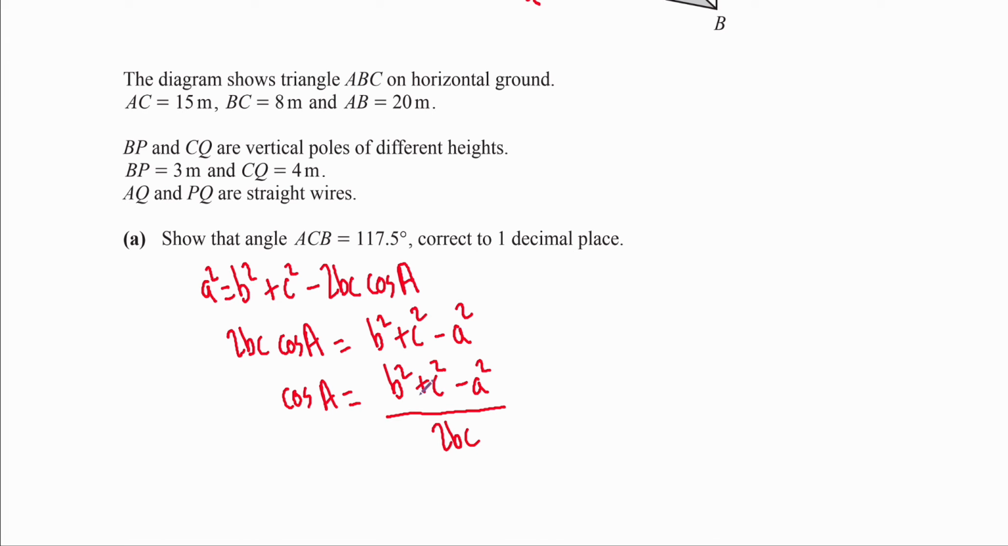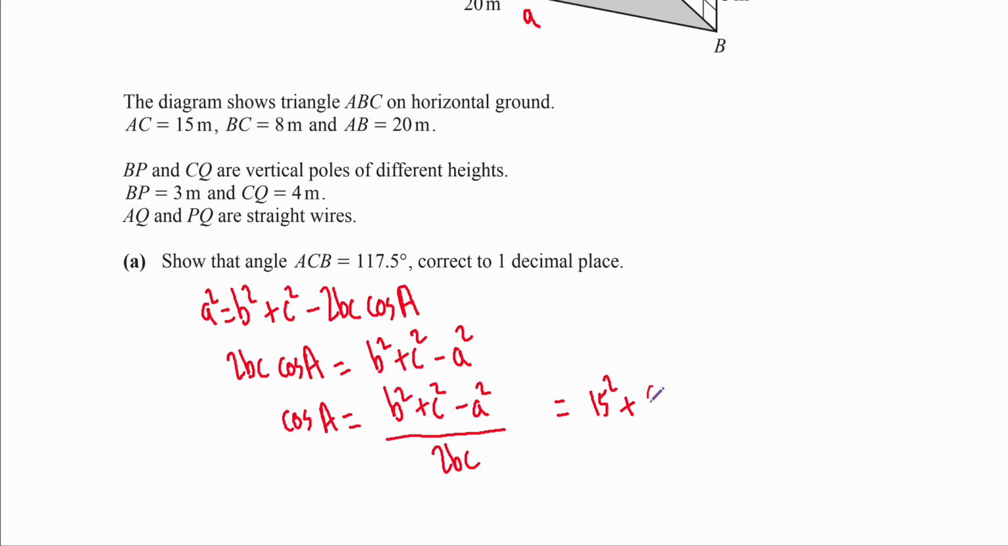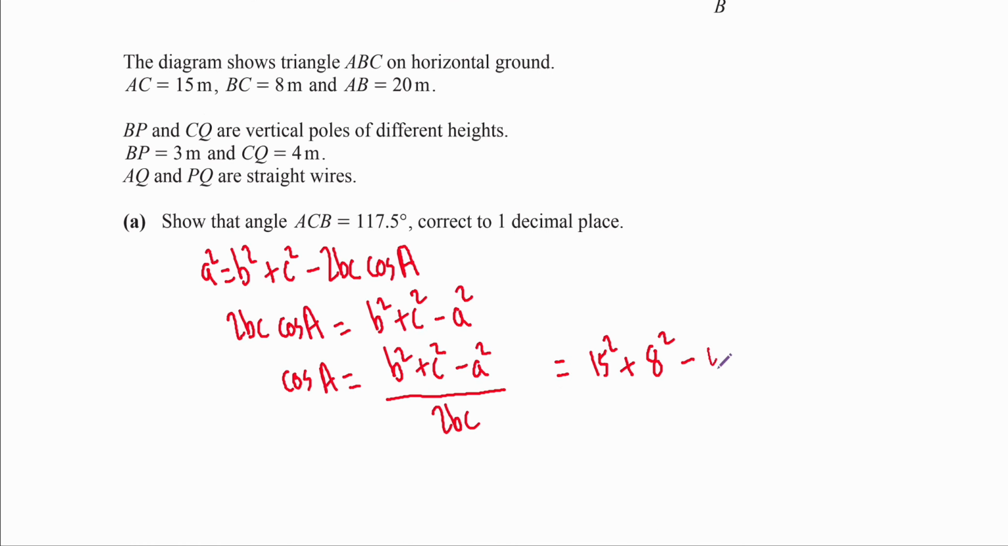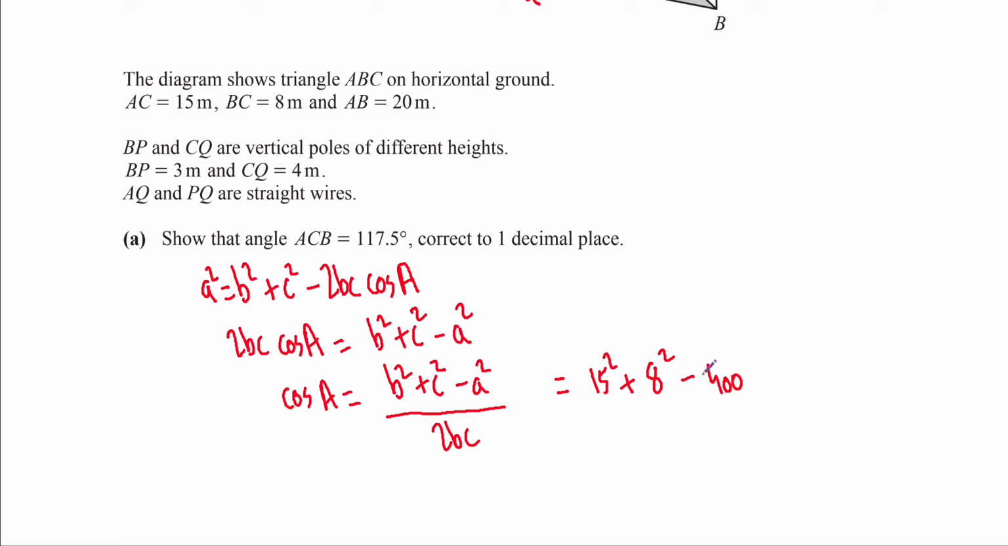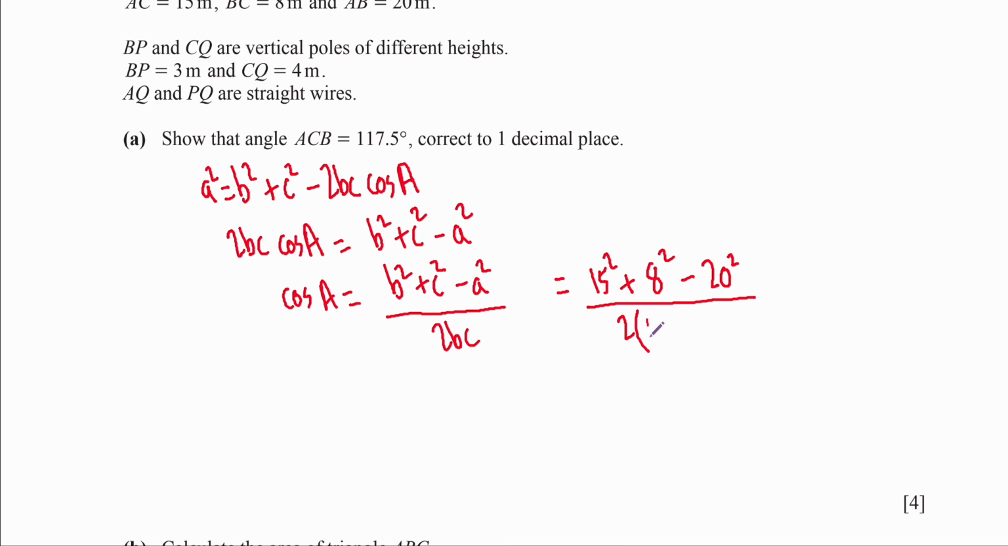So now what do we have? cos A is equal to b squared, so that's 15 squared, plus c squared, so that's 8 squared, minus a squared, and now that is 400 because that's 20 squared. I'll write it as 20 squared, so we just keep it consistent. Minus 20 squared, divided by 2 times b, which is 15, and c is 8, so divided by 2 times 15 times 8.